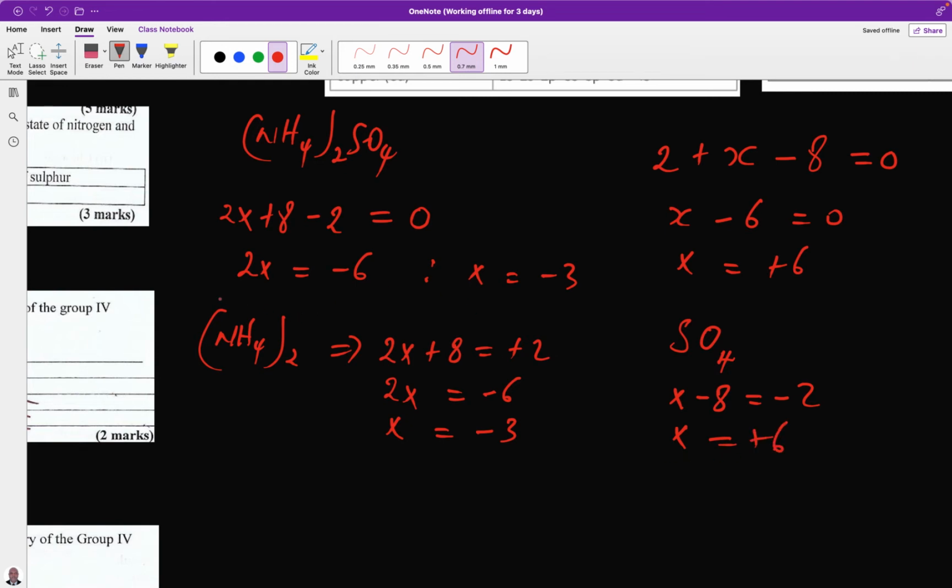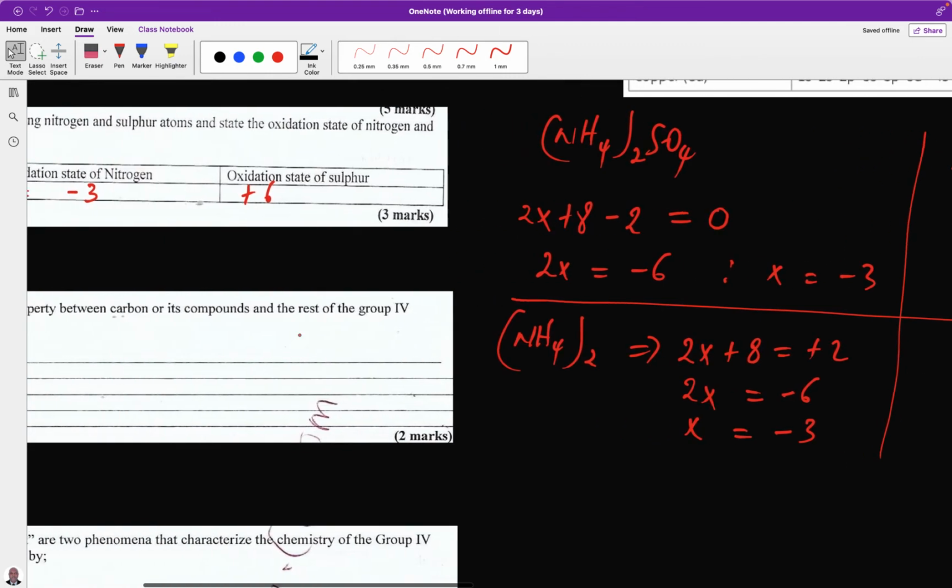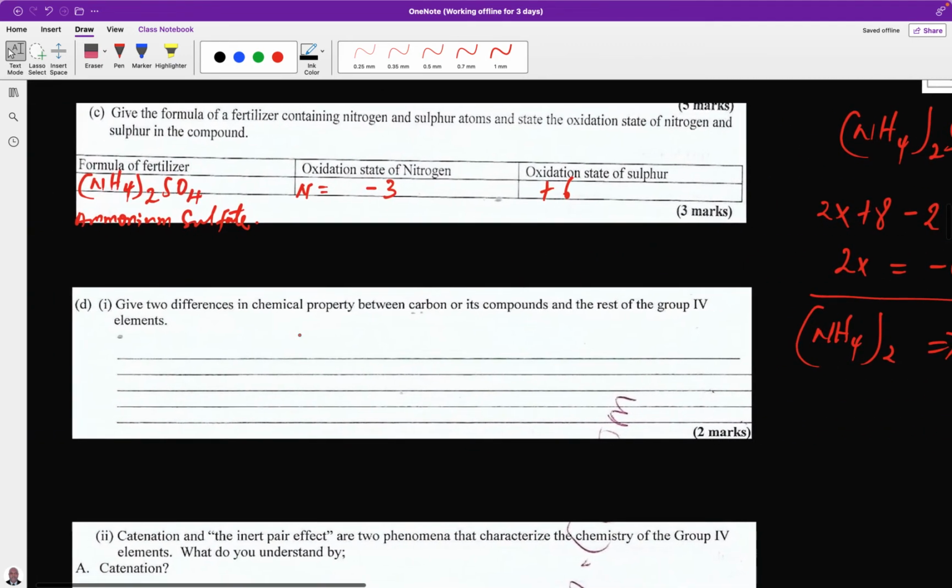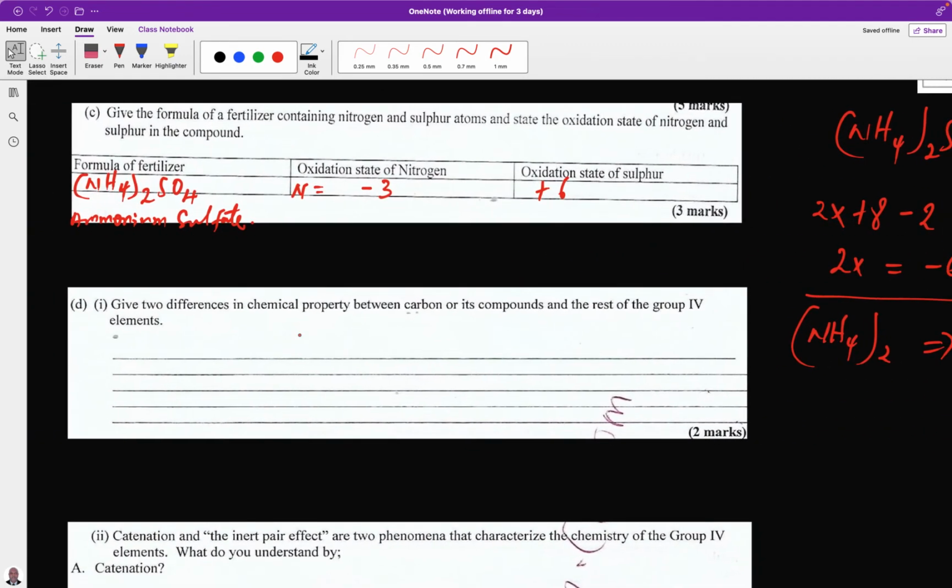So there are two ways you can do it. You can assume the whole molecule and calculate it from there, or you take it individually and equate it to their oxidation number, and you get it. Okay, it takes us to the D part of it.